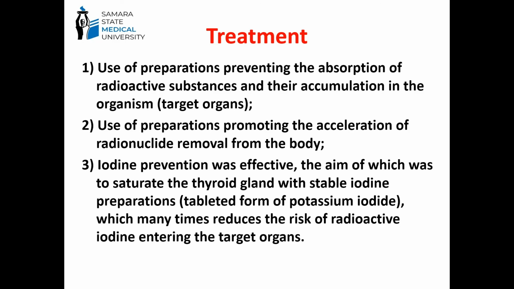Also, we have some measures to treat the population after radiation exposure. It may be the use of preparations preventing the absorption of radioactive substances and their accumulation in the organism and target organs. Use of preparations promoting the acceleration of radionuclide removal from the body. Iodine prophylaxis was effective, the aim of which was to saturate the thyroid gland with stable iodine preparations. The tableted form of potassium iodide many times reduced the risk of radioactive iodine entering the target organs.